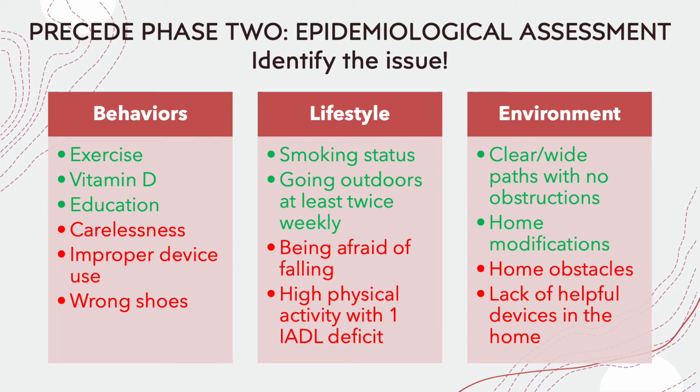Next up, we have lifestyle factors. A very interesting statistic that I found is with smoking status. So they did a survey on some elderly population, and current smoking was actually associated with 24% fewer falls compared with people who have never smoked before. I did find that very interesting. And then going outdoors at least twice weekly actually helped prevent falls.